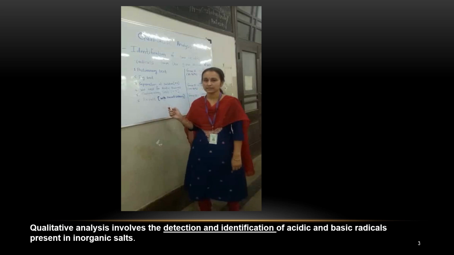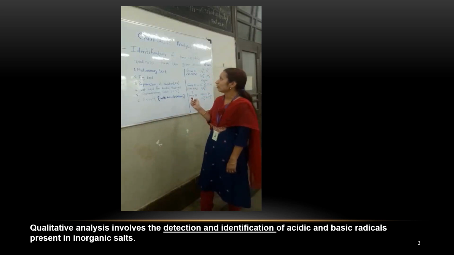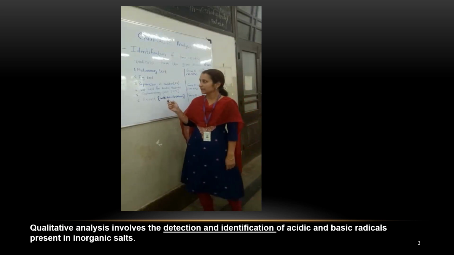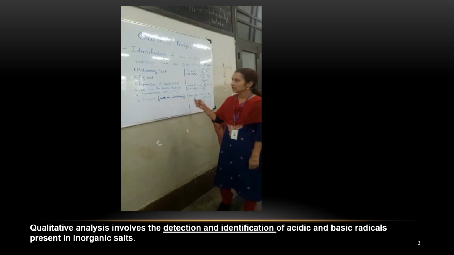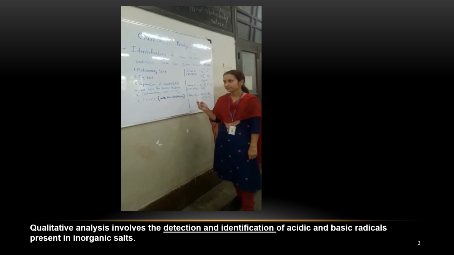Now let us discuss the qualitative analysis of acidic radicals. These are the following steps involved in this acidic radical test. First is the preliminary test, then dry test, preparation of solution, that is OS, wet test for acidic radicals, confirmatory test, and result with correct balancing.